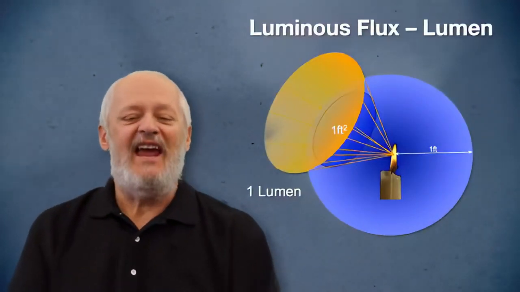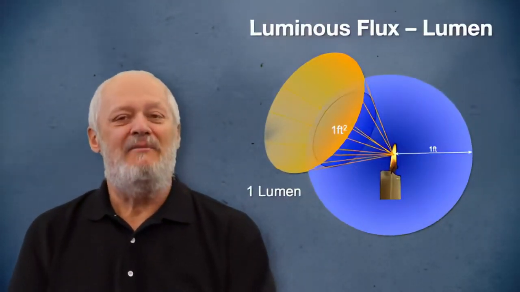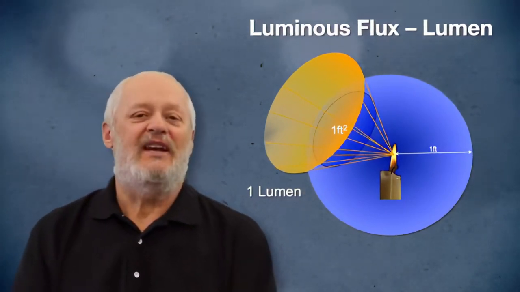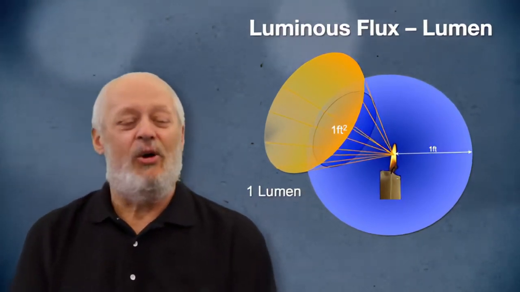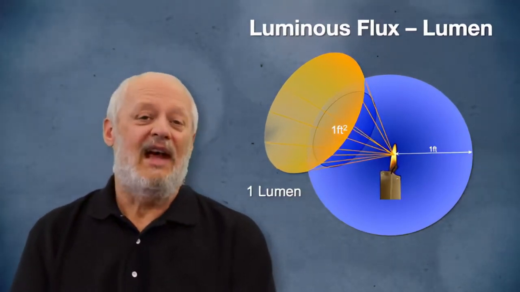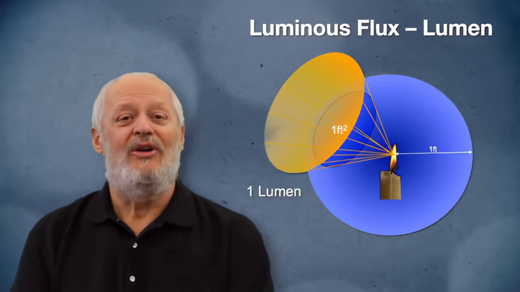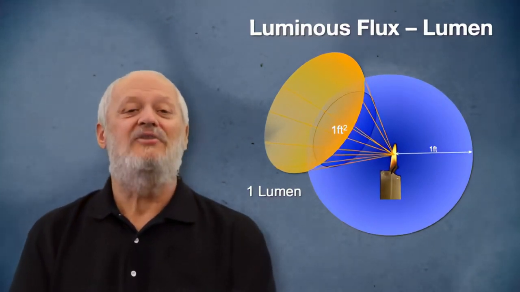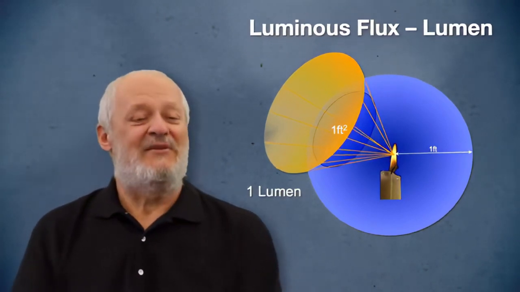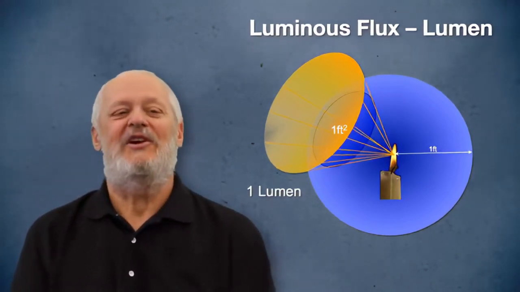So taking this candle, if we were to put the candle in the middle of a 2-foot diameter ball or sphere, if we were to take a knife and cut a hole in that sphere that's 1 square foot, okay, then the light that shines out through that hole is how we define a lumen, right? That was the original definition. We've got much more scientific definitions nowadays, but this is where it came from.